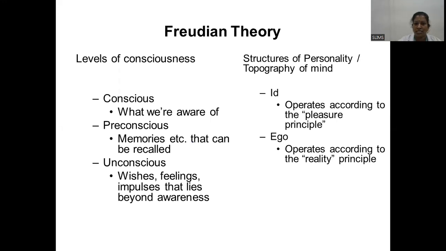Levels of consciousness and structure of personality, the topography of mind: conscious, preconscious, unconscious, and the structure of personality: id, ego, as well as superego.